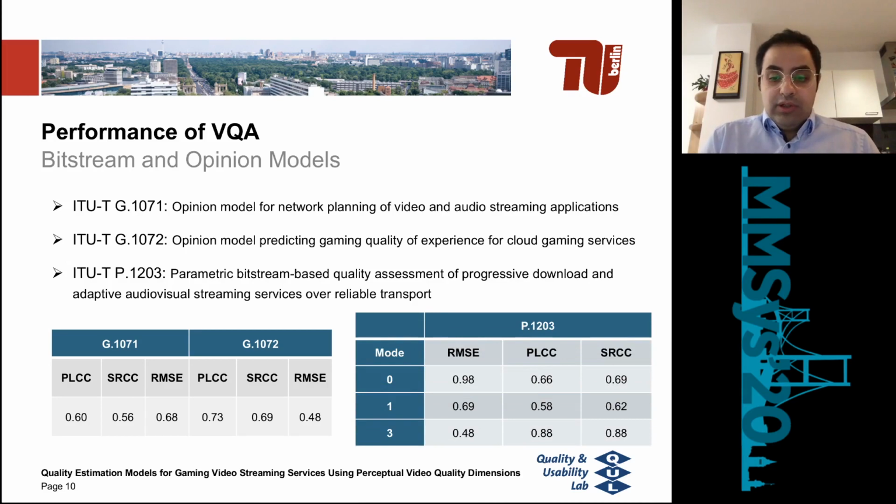For P.1203 we can also see the result here, and it worked quite well. Mode 0 is similar to an opinion model, and mode 1 uses Bitstream information from the header, such as I-frame and P-frame size. Mode 3 can have access to more information such as quantization parameters as well, and it performs very well, even when compared to VMAF as a signal-based model. It's really a good result that we can see here.